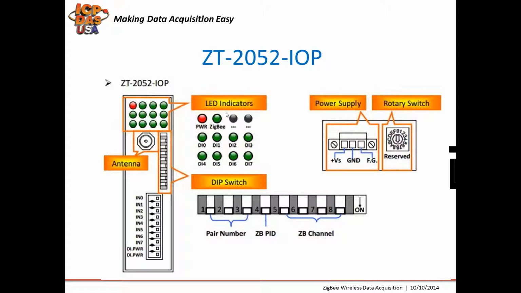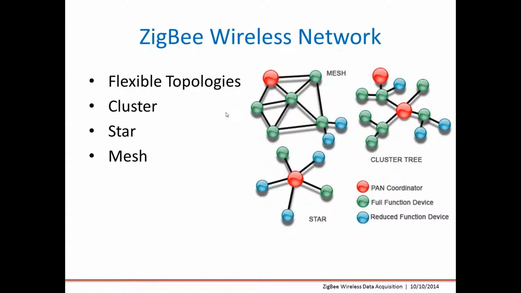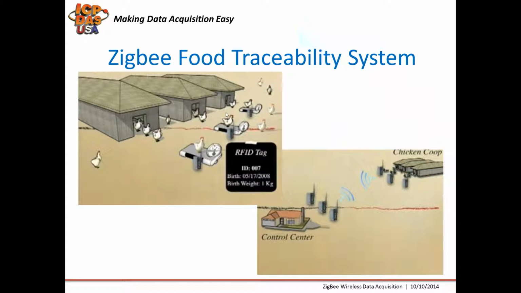This same switch on the ZT2042, for example, can be set from 1 to F in hexadecimal based on the number of I/O pairs. The PAN ID must be the same for all devices in the network, and also the RF channel must be the same for all devices in the network. ZigBee supports many flexible topologies like cluster, where nodes are arranged around the host converter in little bunches, mesh, where the host coordinator is at one end, or star, where the host coordinator is in the middle.